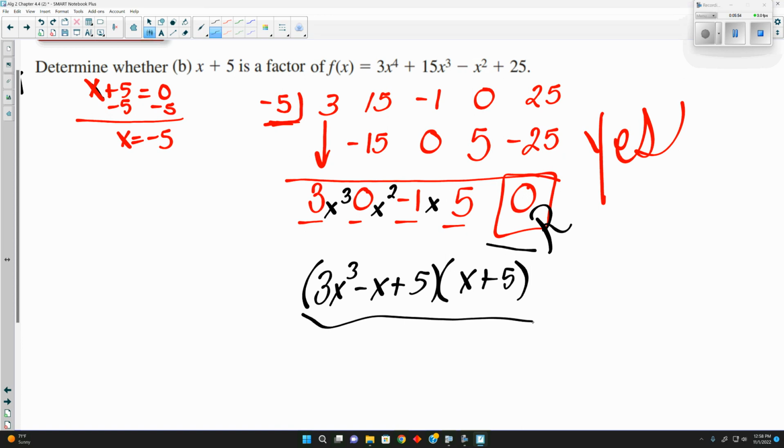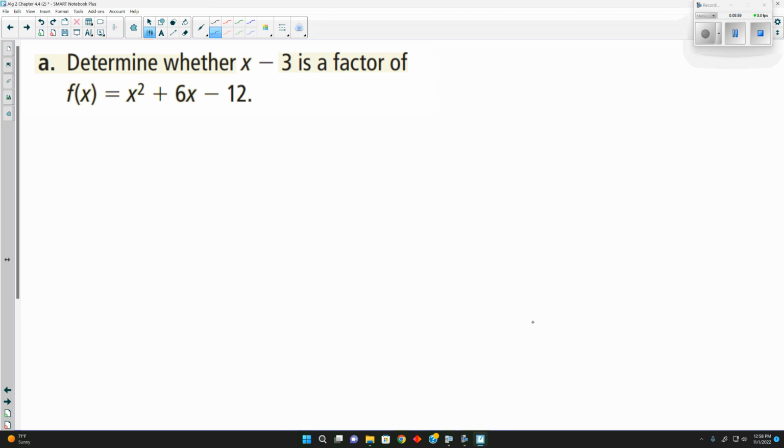Any questions on any of this here? Let's look at the next one. The next one, we want to determine if x minus 3 is a factor of x squared plus 6x minus 12.